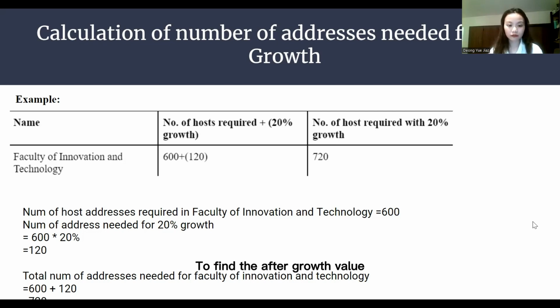To find the after-growth value, we just need to multiply this number by 20%, and we will get the value of 120. Then we add up these values, and the final answer will be 720 as the total number of addresses needed for this faculty.